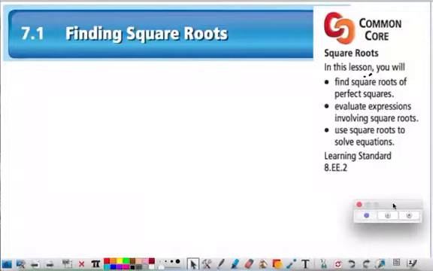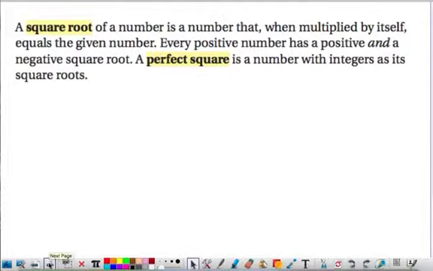Okay, today we're going to talk about lesson 7.1, finding square roots. A square root of a number is whenever you take a number and multiply it by itself to get the given number. Every positive number has a positive square root and a negative square root, and we're going to get a little bit more into that in a minute.